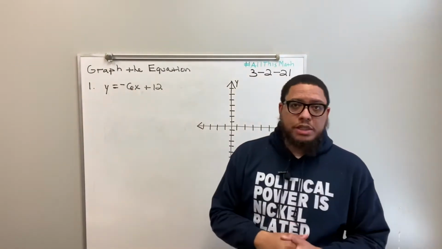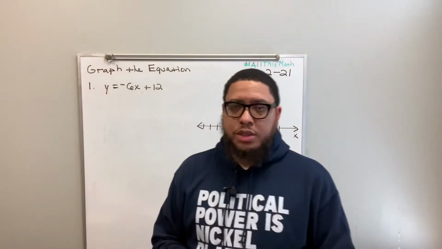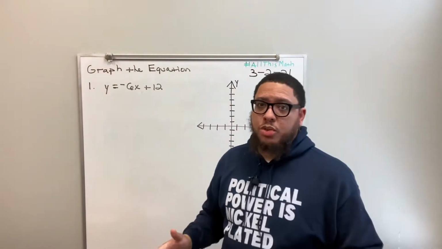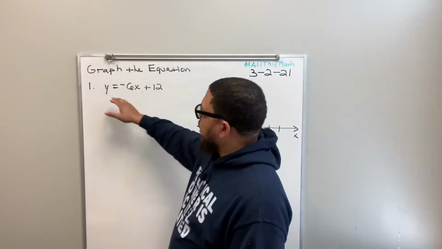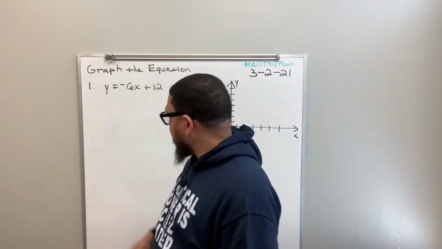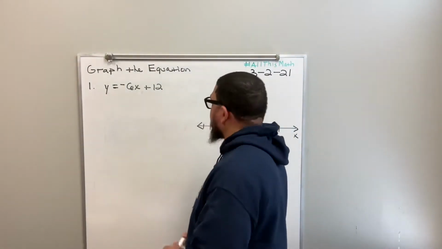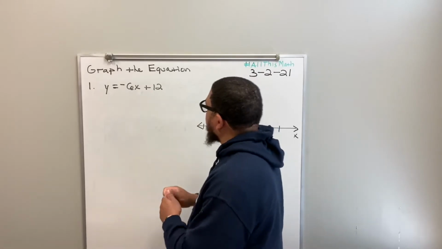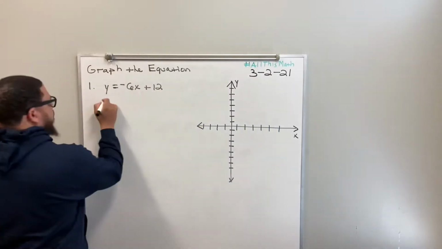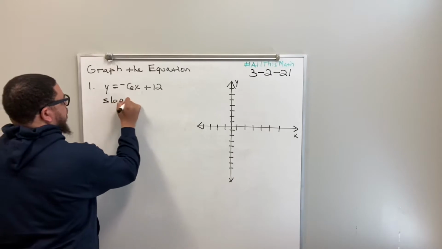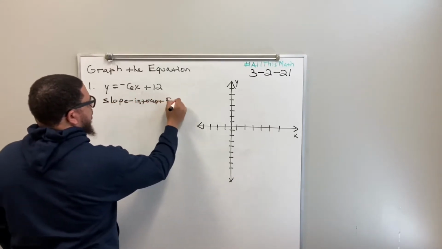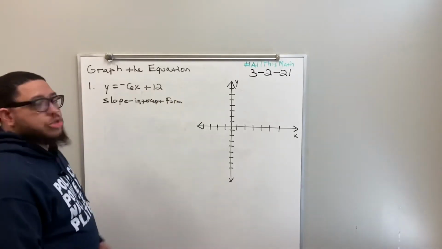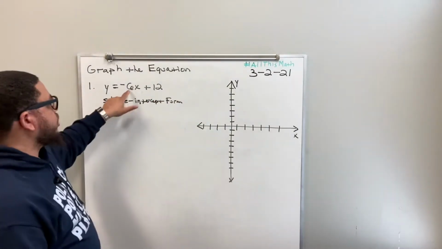Now, next question should be, how do I graph this equation? How do I do it? There are different ways we could do it. We have some choices. But what I would recommend is, because this is what's called slope-intercept form, let me write that down somewhere.